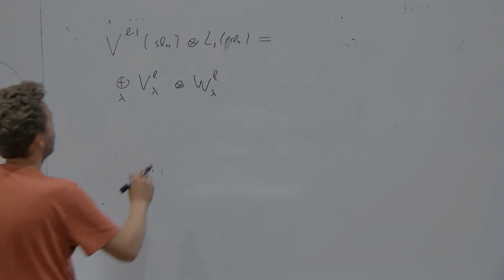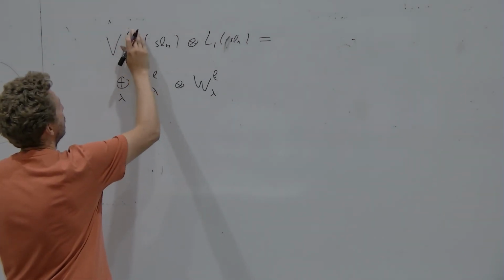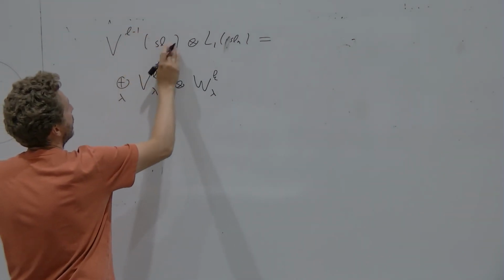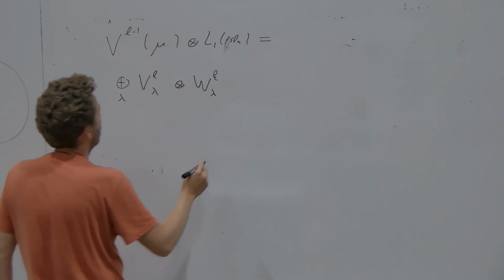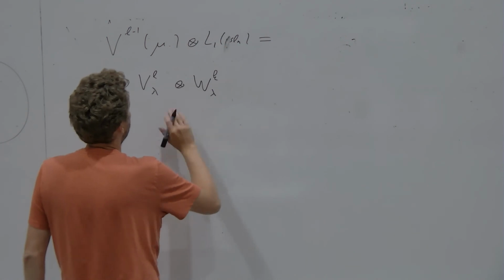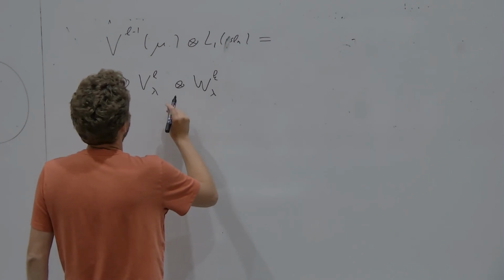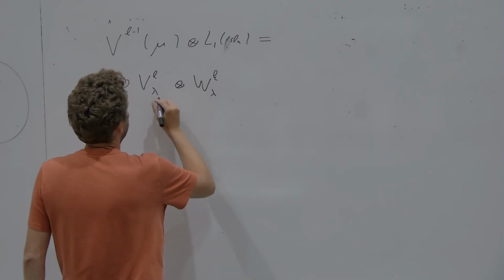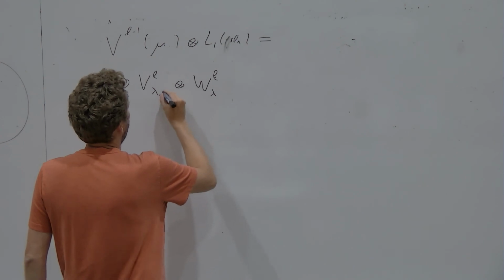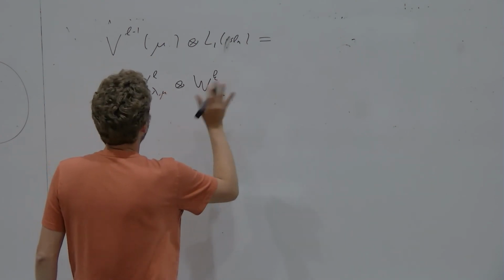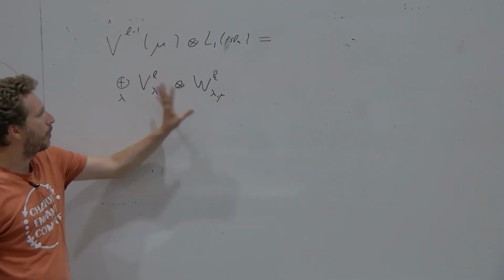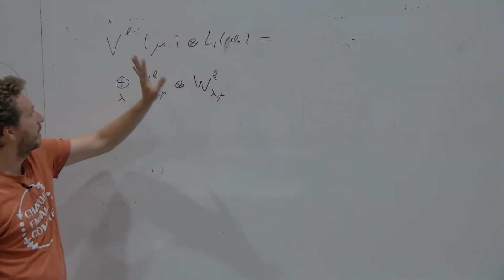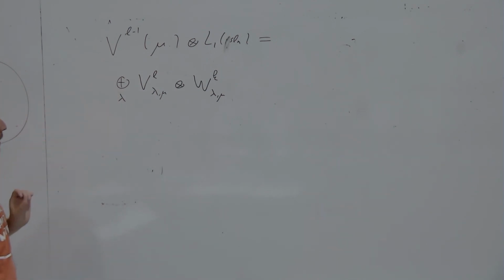I can do this also, but replace the SLN by my favorite module. The effect I get is that I have to add here everywhere a label mu, because now the modules that appear also depend on this choice. It's not that important what the explicit formula is.